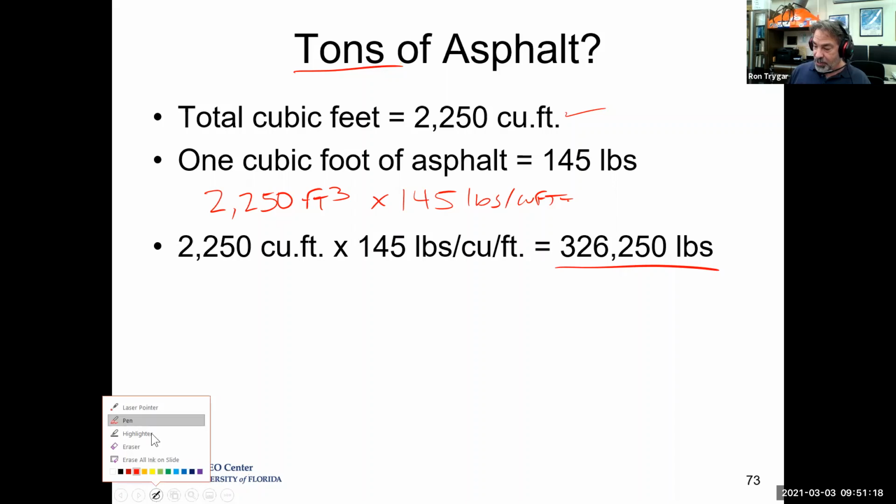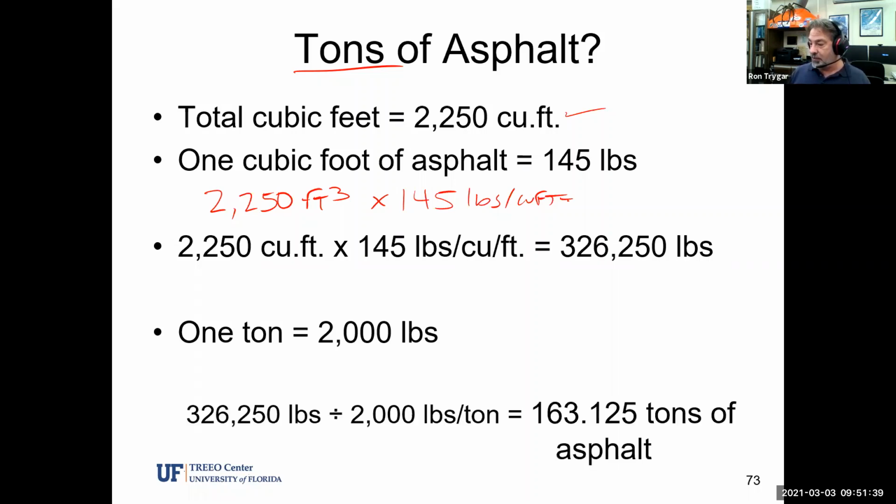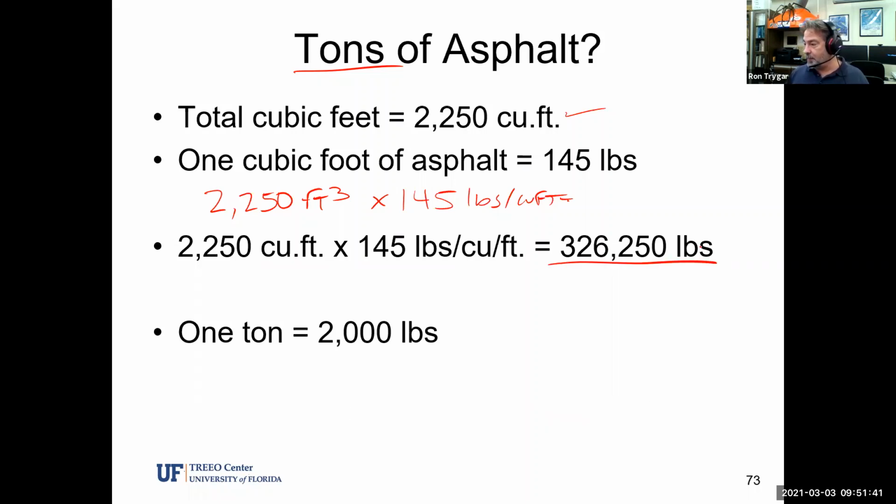We have to pay attention to what the question's asking us. We need to convert this into tons. So we use a conversion factor of 2,000 pounds for every ton unit of measurement. So 1 ton is equal to 2,000 pounds. We're going to now divide, I'm going to write it up here, we're going to divide the 326,250 pounds by 2,000 pounds per ton and do the math.